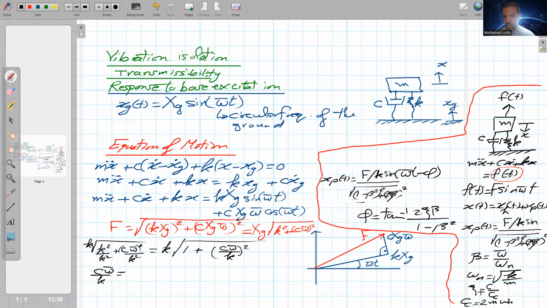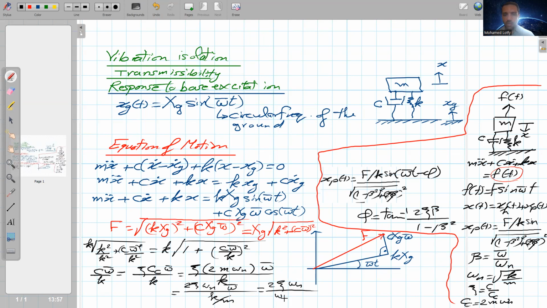C is equal to zeta times C critical. So this is zeta, and this is C critical, omega bar over K. C critical equals 2M omega N. So zeta times 2M omega N, omega bar over K. I can move this M to the denominator of K, so it equals zeta times 2, omega bar, over K over M. K over M, from this definition, is omega N squared, so 2 zeta omega N over omega N squared multiplied by omega bar. We can cancel the square, and omega bar over omega N, from here, is beta. So this is equal to zeta beta.